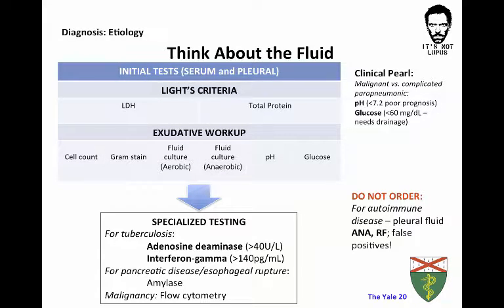So certainly there are concerning features. pHs less than 7.2 or glucoses less than 60 often require surgical chest tube drainage or possibly small bore chest tube drainage placed by the pulmonary consultant. You do not really need to order ANAs or rheumatoid factors, as both of those have high false positive rates and are not likely to help you in addition to your other studies.